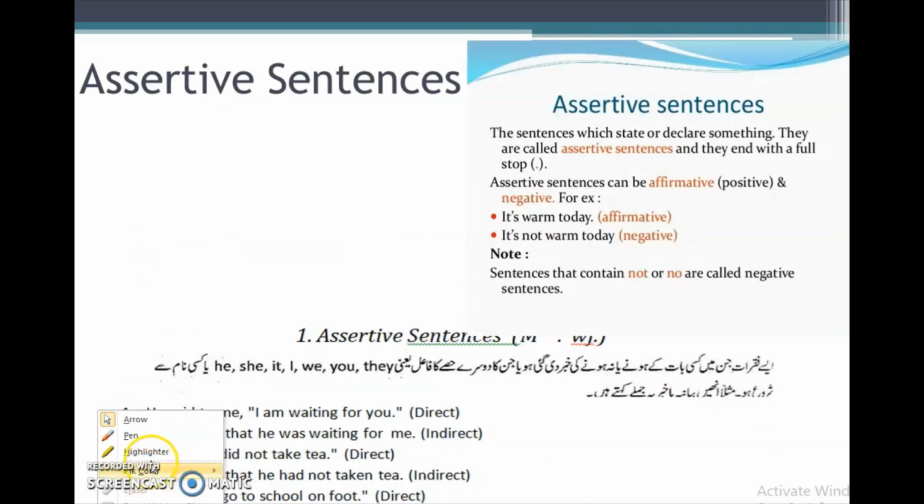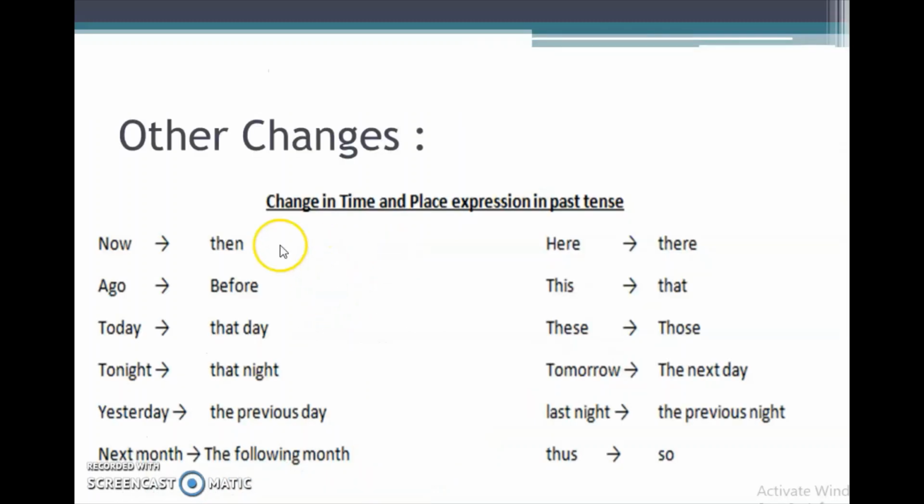And what are other changes? If in the first part of the sentence or indirect sentence there are these words, then we will change these words. And how will these words be changed? If there is now, it will be changed into then. Ago will be changed into before. Today will be changed into that day. And tonight will be changed into that night. Yesterday into the previous day. Next month will be changed into the following month. Here will be changed into there. This into that. These into those.